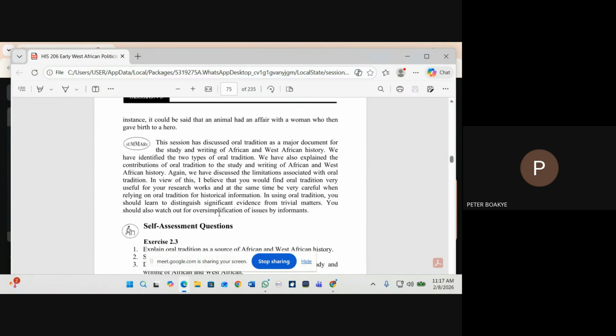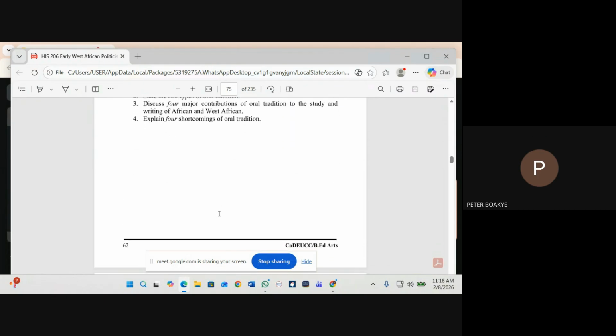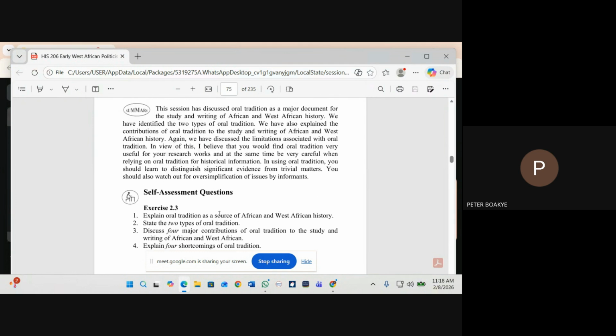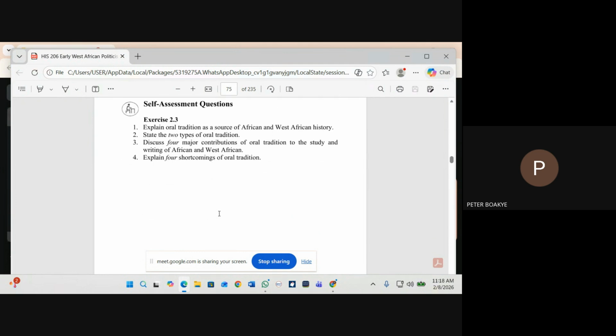So this session has discussed oral tradition as a major source for the study and writing of African and West African history. We have identified the two types of oral tradition as fixed text type and free text type. And we have also looked at examples of each of them, as well as their strengths and challenges or shortcomings.